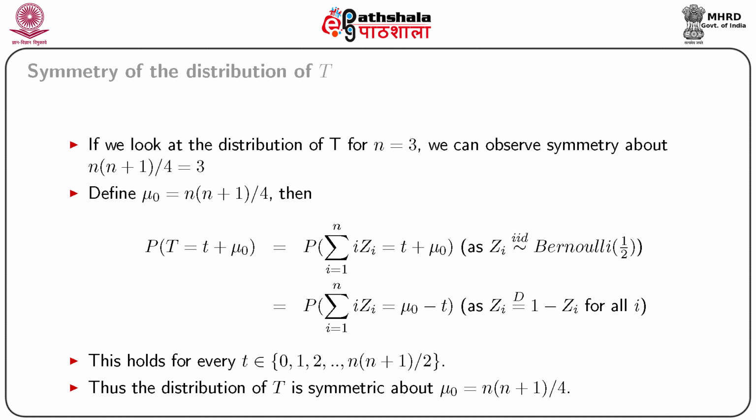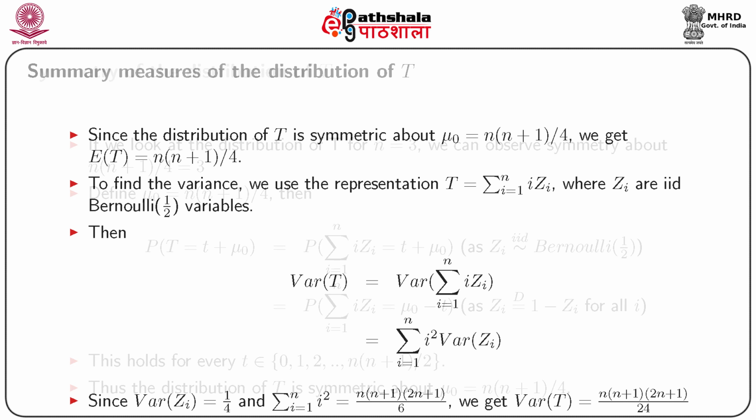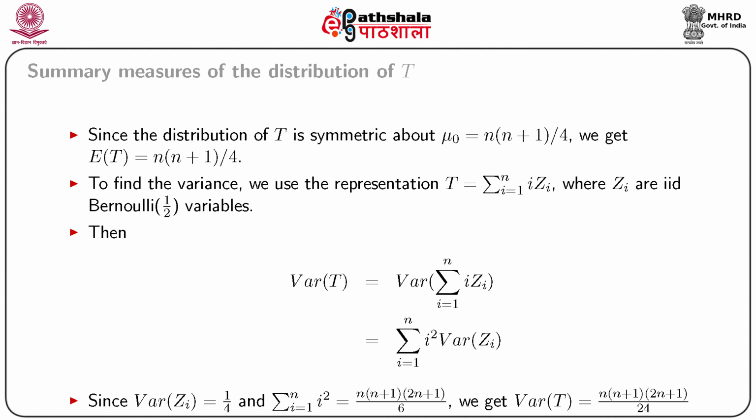Then, a rearrangement expresses probability T equal to mu naught plus t as probability T equal to mu naught minus t, and this holds for every t running from 0 up to n(n+1)/2. Thus, the distribution of T is symmetric about mu naught equal to n(n+1)/4. Now, we shall calculate a few summary measures of T.